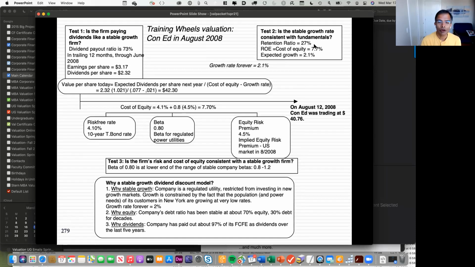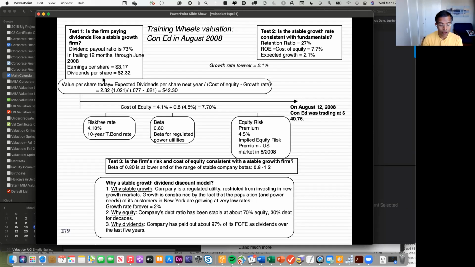Second, I checked to see whether the growth rate they had was compatible with a mature company. Remember, mature companies grow at a rate less than or equal to the growth rate of the economy. And if I take the retention ratio and return on equity, remember that fundamental growth? The growth rate I get for Con Ed is 2.1%, which is actually lower than the risk-free rate by a lot. So this is clearly a mature company. And third, I looked at their risk and cost of equity. Because remember, mature companies should have a risk close to the market and a low cost of equity. And it fit that bill as well. So they have a beta of 0.8 and a cost of equity of 7.7%. My life just got very easy.